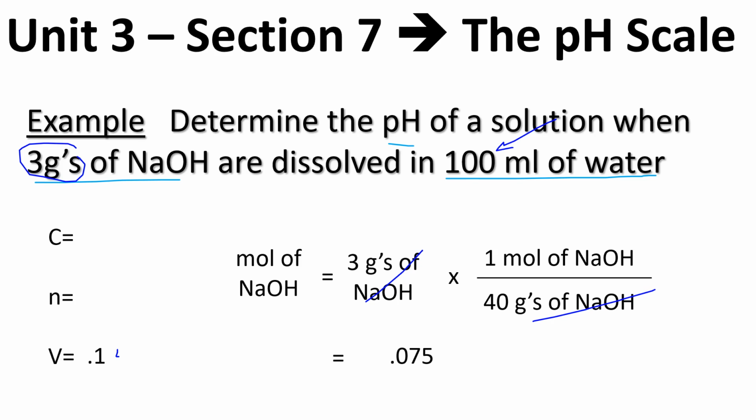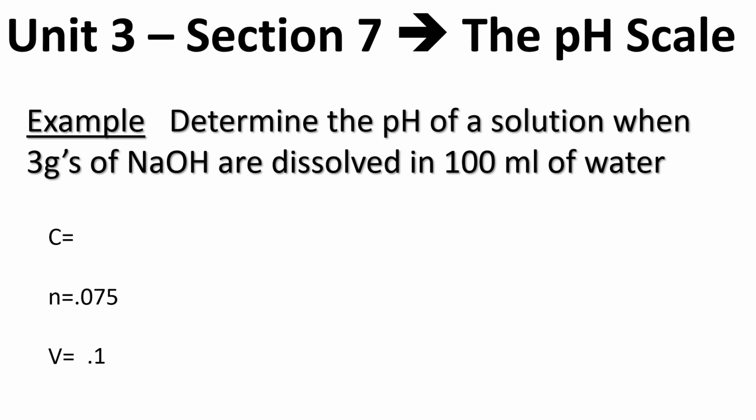And we get an answer of 0.75. So let's write that in for our moles. And now we're just about ready to do our concentration. So there's our formula, C equals n over V. Plug our two values in, and we get a concentration of 0.75 molar.